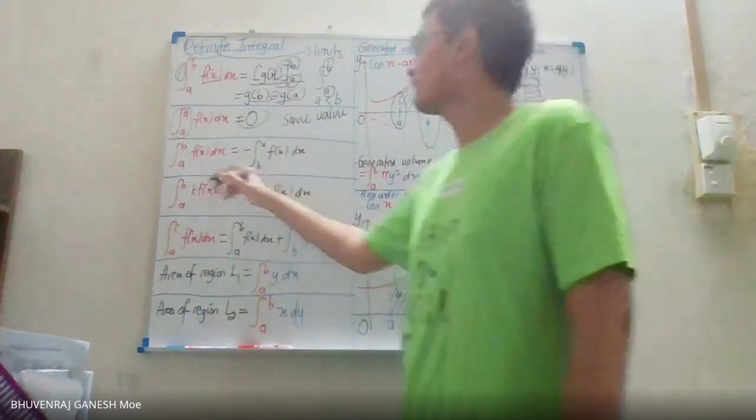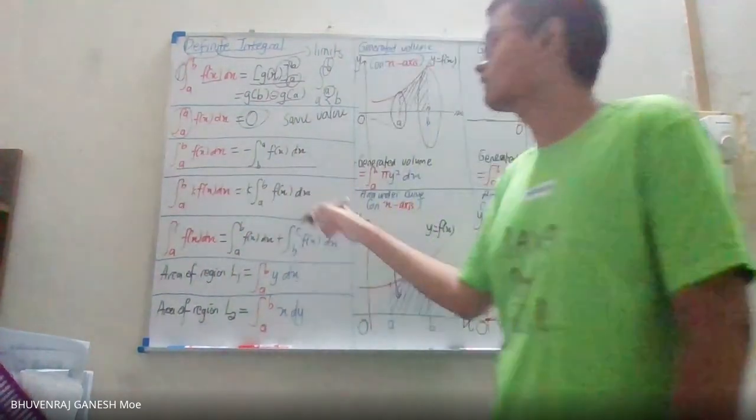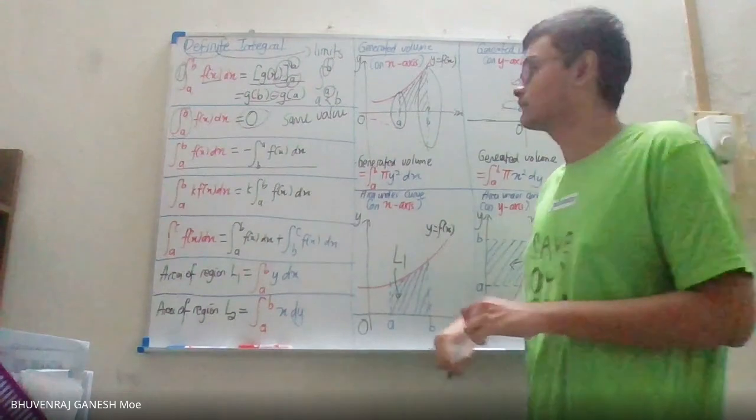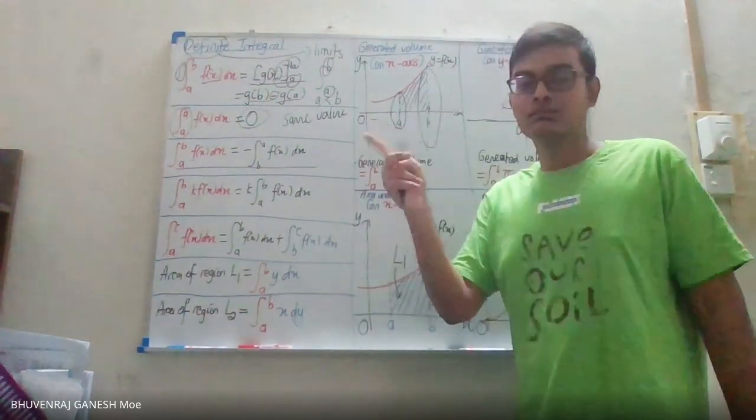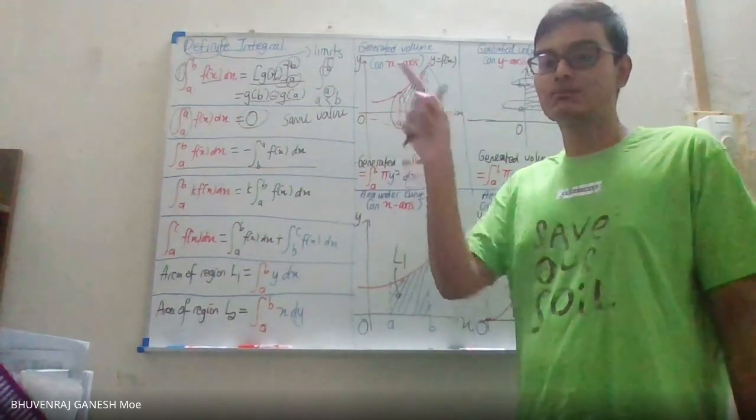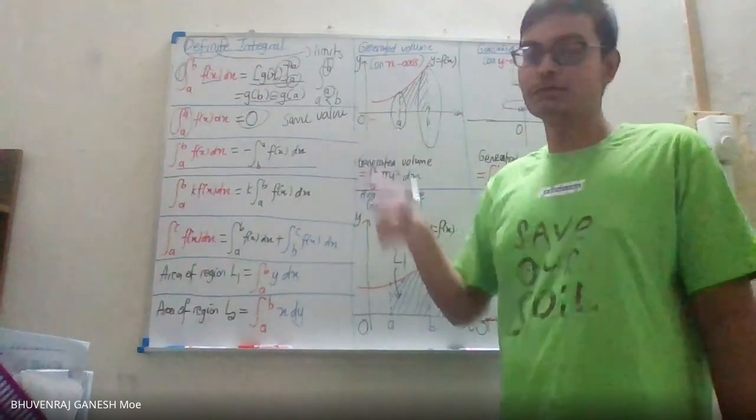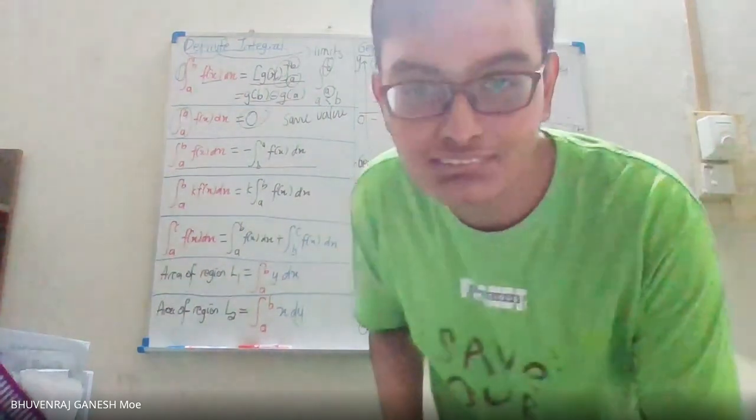Okay. So then the next one, this one. This one will come out in paper 1. They want to test you when they switch the limit, right? Let's say from integrate a to b, now they want to integrate b to a.